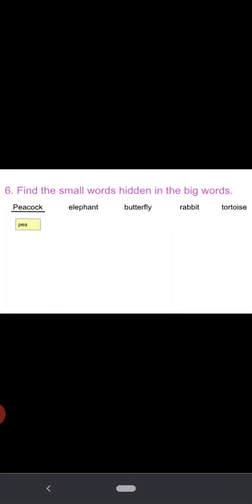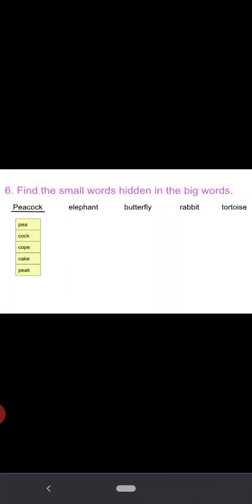It's P-E-A. Pea. It's a small word which is hidden. Hidden means chupa hua. Don't you play hide and seek? Yes, it's like that only. So pea is a small word which is hidden in the word peacock. The next word which is hidden here is cock. C-O-C-K. Cock. Now let us see which is the next word. Cope. C-O-P-E. Cope. Cake. C-A-K-E, cake. And peak, P-E-A-K, peak. So these are the small words hidden in the word peacock.